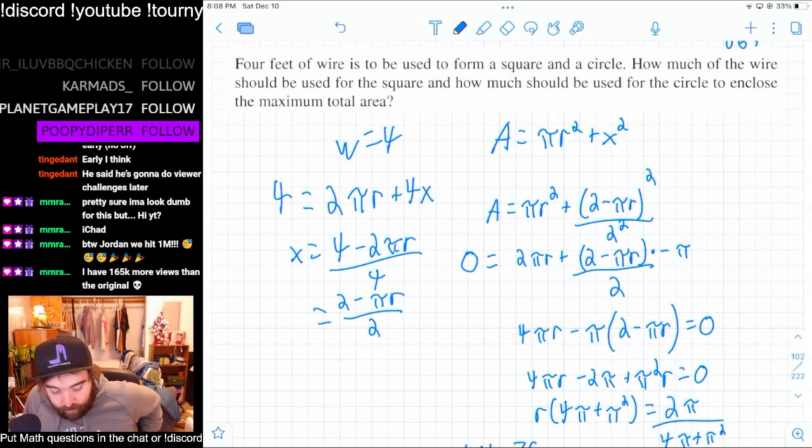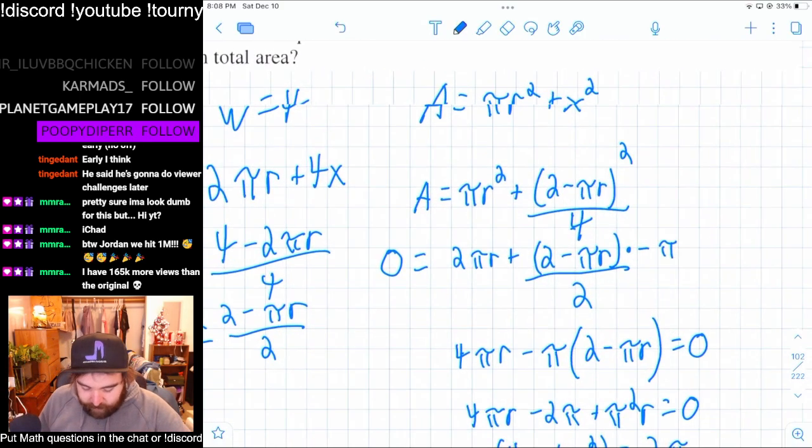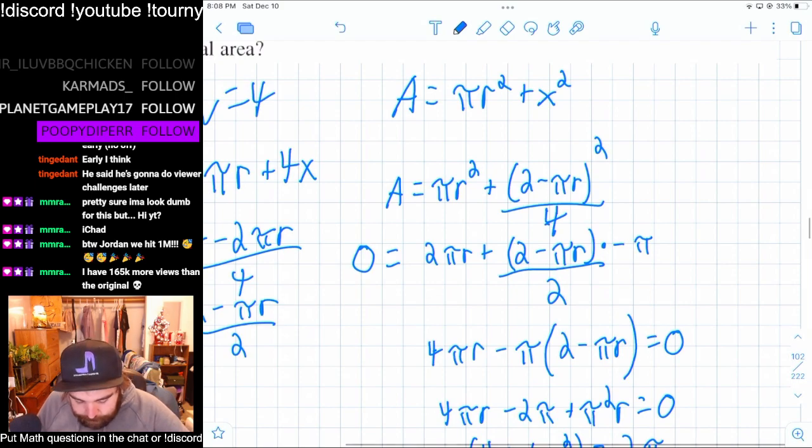I included that. I made this 4. So I made that squared. I squared that 2. Then I took the derivative, so it was 2 pi r. I did power rule, so the 2 came down, canceled out one of those 2's. The new power was 1, so 2 minus pi r times the derivative of the inside, times negative pi.